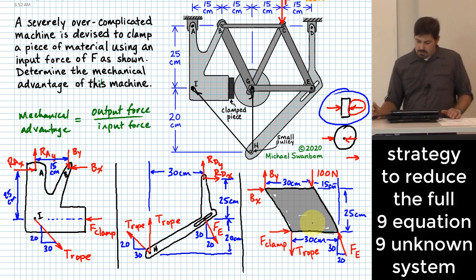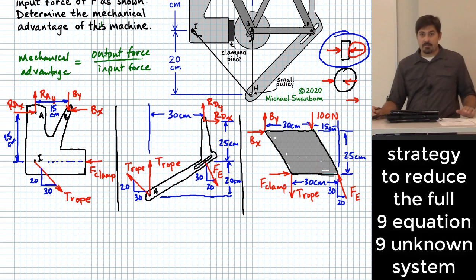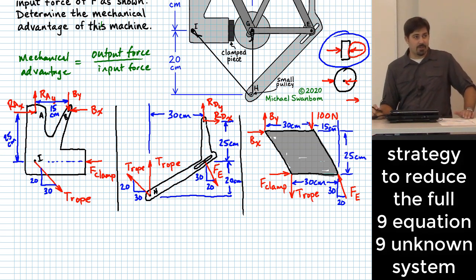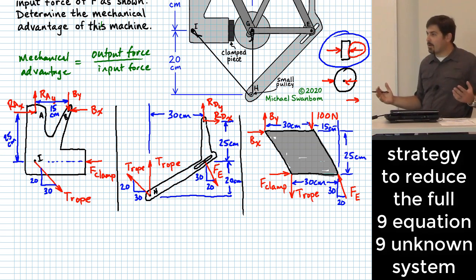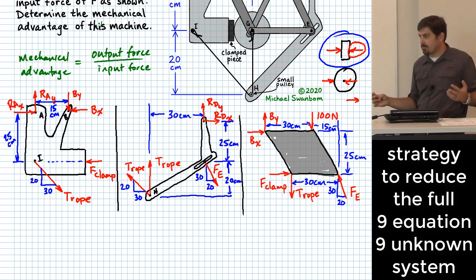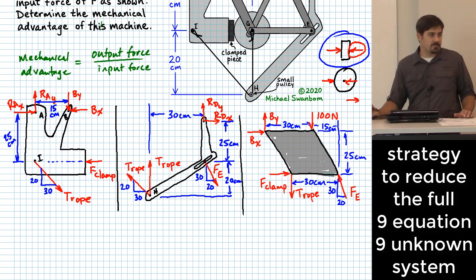But we are interested in maybe making it a little bit easier than a 9x9. Would you like to do that? I would too. I would very much like to make this easier than doing a 9x9. One of the ways that we can do that is we can first think, what things do I not care about? Are there any of these components that will end up being found along the way, but I don't necessarily care what they are, at least for the question I'm trying to answer?